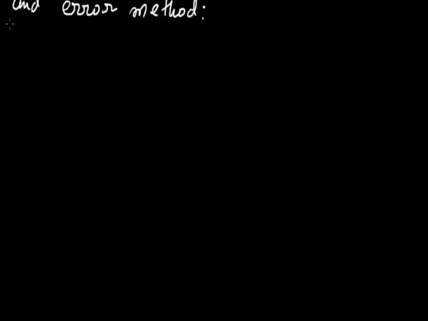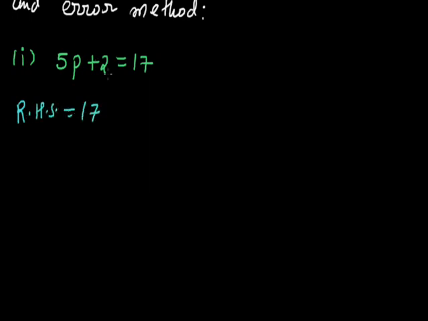Now the first equation is 5p plus 2 is equal to 17. The right hand side of the equation is 17, and we want the left hand side of the equation to also become equal to 17. The value of p where the left hand side will become equal to 17 will be the solution of the given equation.